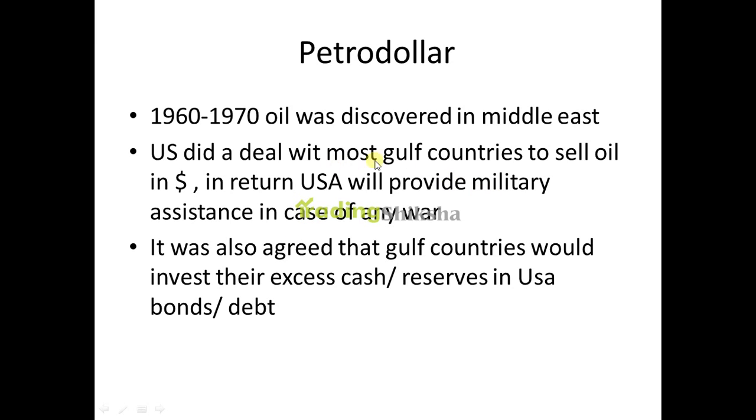Whatever oil these Middle East countries were producing, most of it was exported, and it was now being sold in dollars. It was also agreed that the Gulf countries would invest their excess cash or reserves in US bonds and debt. We will understand this point in a minute. Let's first see the impact of this agreement that oil will be sold in dollars.